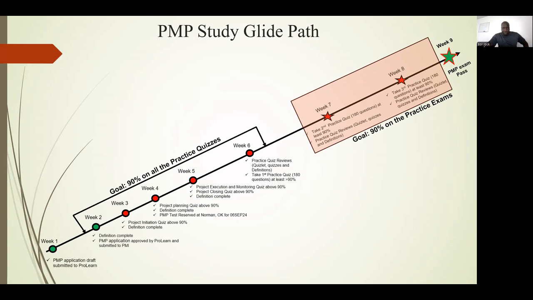So this is the glide path I use. I used week 1 through week 6 to study different topics that will be presented on the exam. And for the last 2 weeks, I took example full examinations, which I will represent with an interactive that I will demonstrate later on. But this is an example of how you can break down your study tasks.